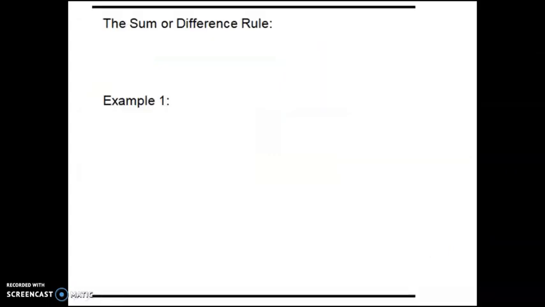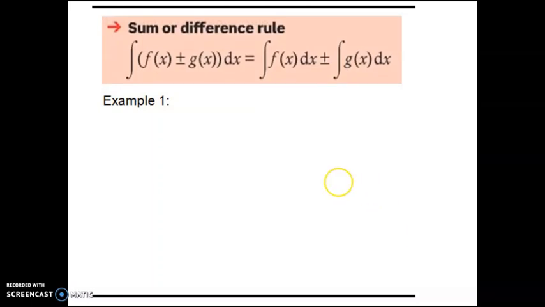Okay, next one, the sum or difference rule. The sum or difference rule tells us if we have one function plus or minus another function, and we're trying to find the integral of all that, we can just do the integral of one function and then the other one. So basically, you can separate the integrals of the two pieces.